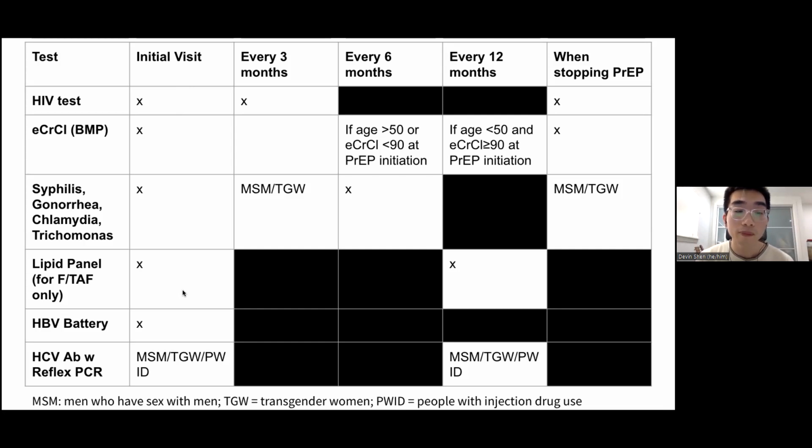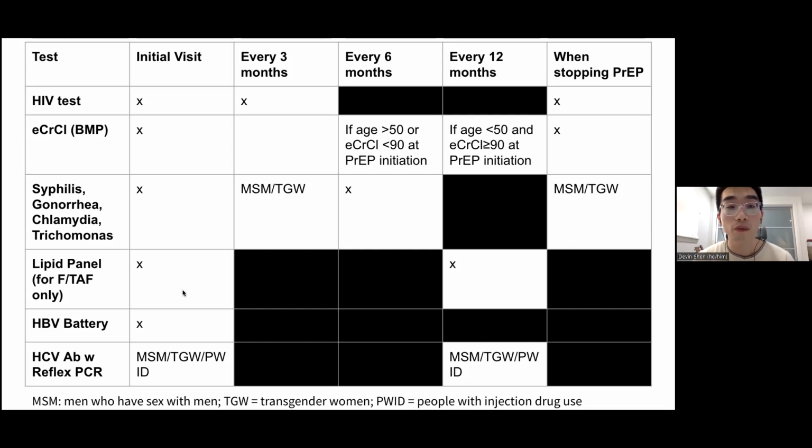You would also want to obtain an initial hepatitis B battery in the initial visit, to make sure whether a patient already has immunity to hepatitis B or not. And if they do not, then you would vaccinate them for hepatitis B. And lastly, for men who have sex with men, transgender women, and people with injection drug use, you would also want to obtain a hepatitis C antibody with a reflex PCR.